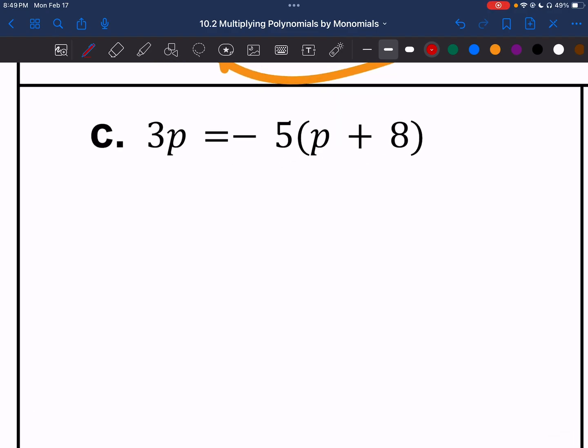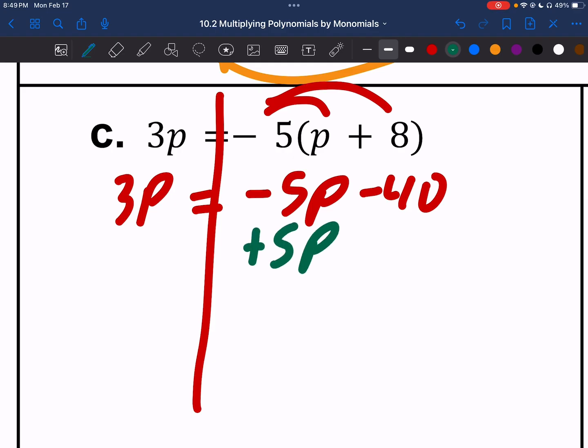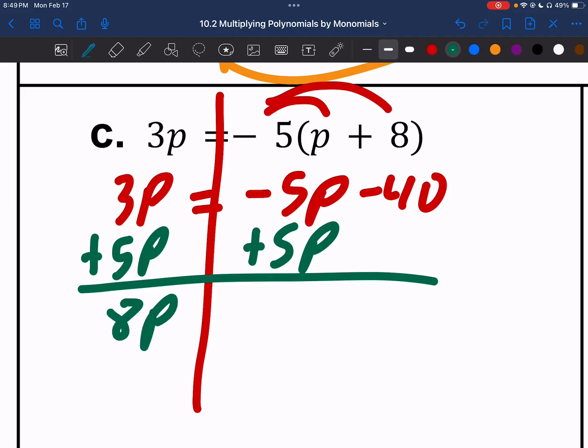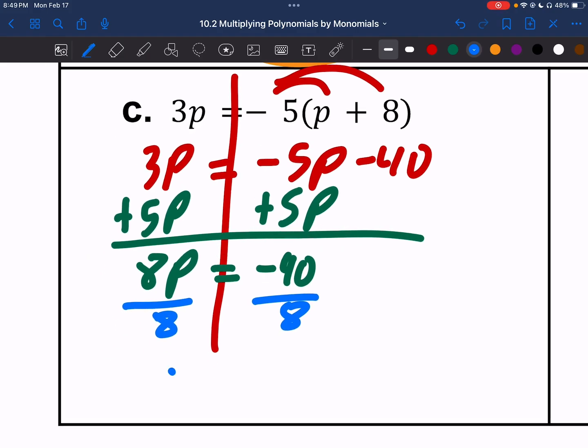Letter C, super simple, super straightforward. We multiply negative 5 by p and by 8. We get 3p is equal to negative 5p minus 40. And there's our wall down the middle. Again, we need to make sure we are adding 5p to both sides. And we get 8p is equal to negative 40. And then we go ahead and divide both sides by 8. And we get that p is going to be equal to negative 5.